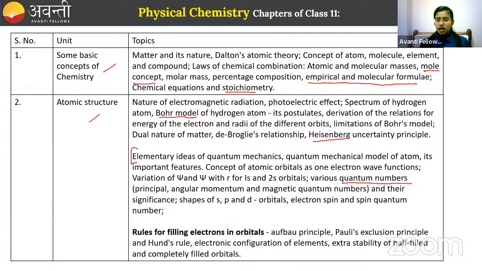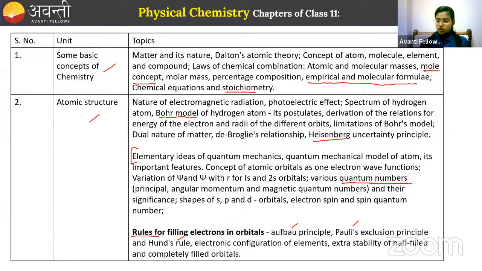Okay, and at last, coming to the end of the lesson, we have three rules: Aufbau's principle, Pauli's exclusion principle, and Hund's rule. These are the three rules which we need to follow to fill up the electrons in an orbit. So with this, the atomic structure lesson is getting over. And I hope this lesson has also got over in your school.